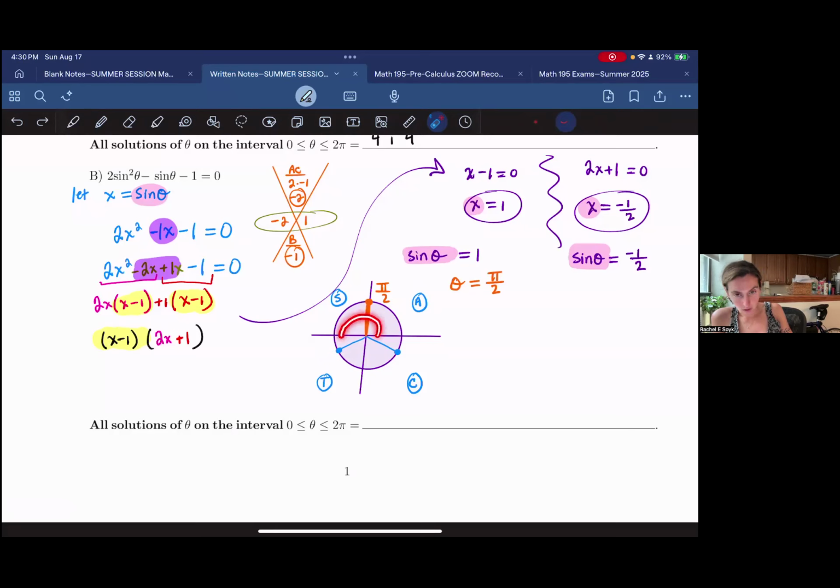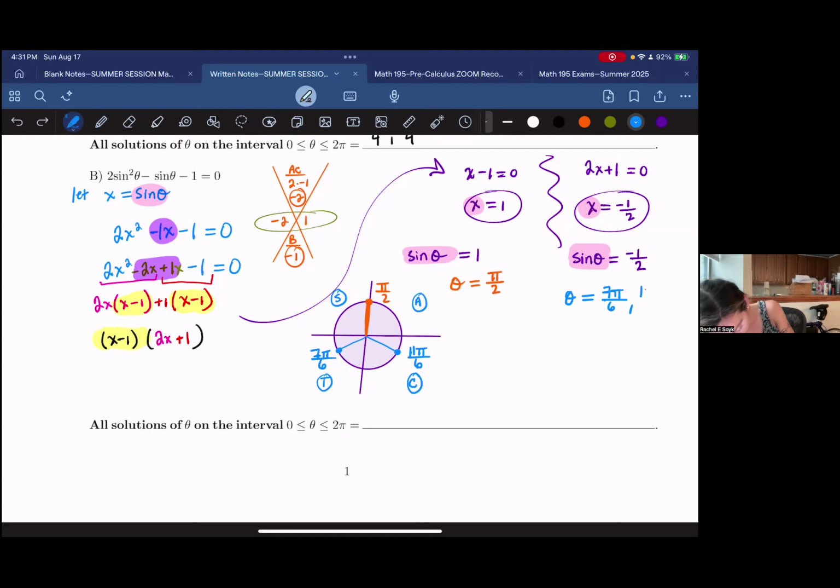We have pi, also known as 6 pi over 6 plus a pi over 6. So we get 7 pi over 6 here. And then we have 12 pi over 6 is 1 full rotation, also known as 2 pi. So 12 pi over 6 minus a pi over 6 gives you 11 pi over 6. And those are our two solutions in order to get sine of theta is equal to -1/2. So here we have theta is equal to 7 pi over 6 and 11 pi over 6.